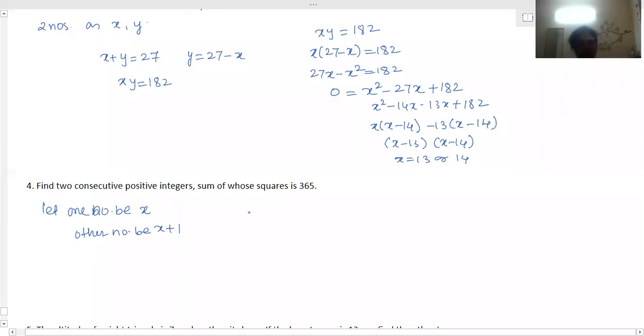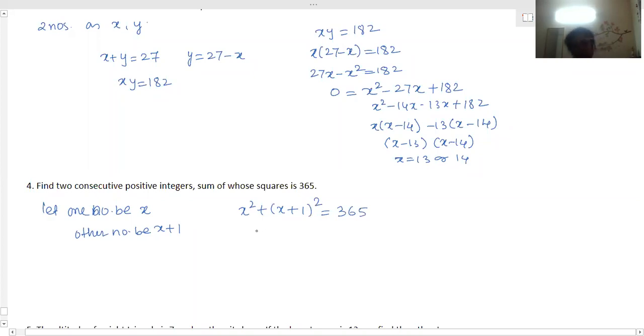So the sum of whose squares? Both the squares, their sum is 365. So how to write the equation? No, sum of squares, not square of sum. x square plus x plus 1 whole square is equal to 365.